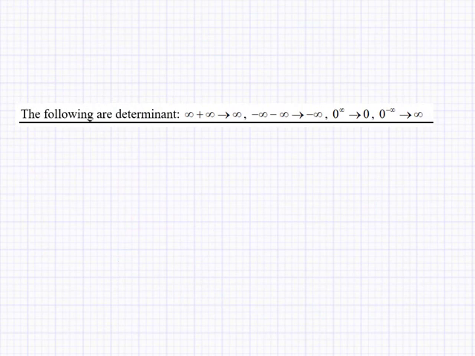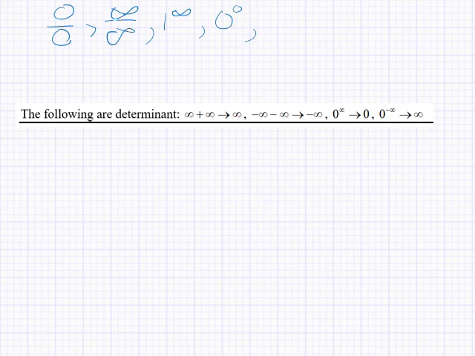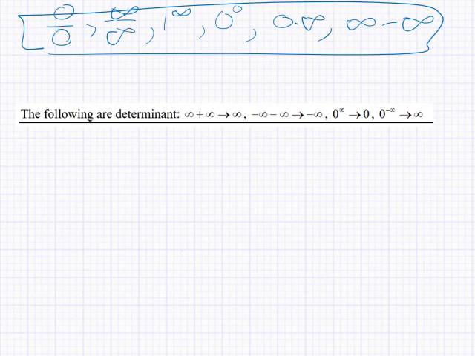Okay, all that being said, we saw some indeterminate forms. 0 over 0, infinity over infinity, 1 to the infinity, 0 to the 0. What other ones did we see? We saw 0 times infinity, infinity minus infinity. These were all indeterminate. There are some things that look like that, but are actually determinate. You can actually find the value, so don't get fooled.